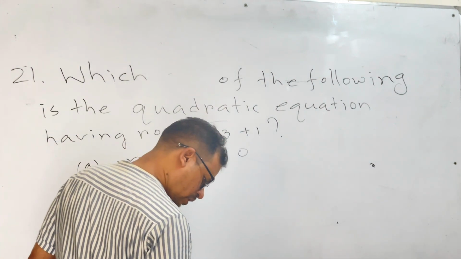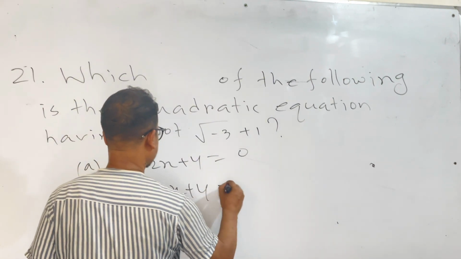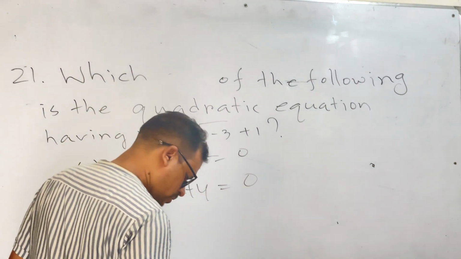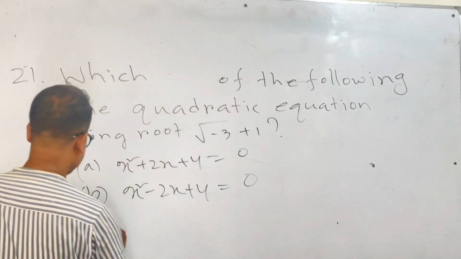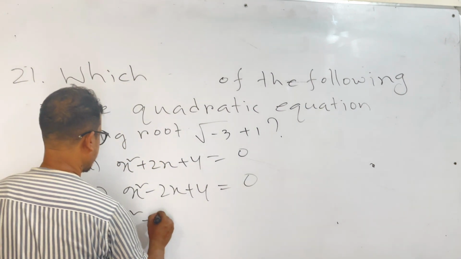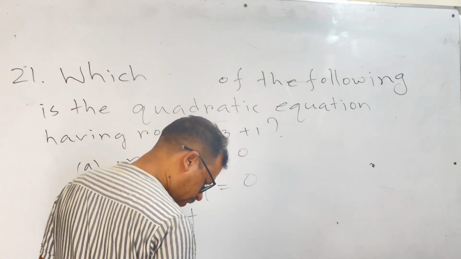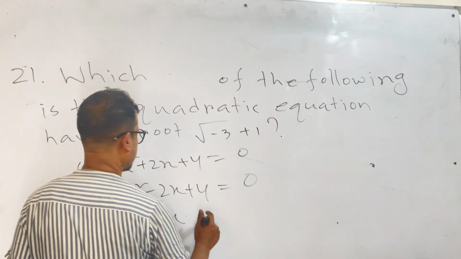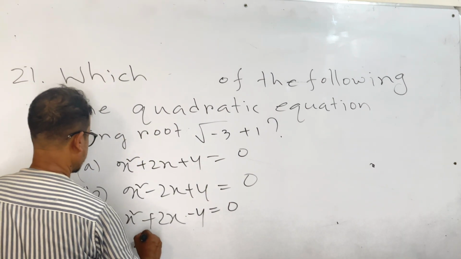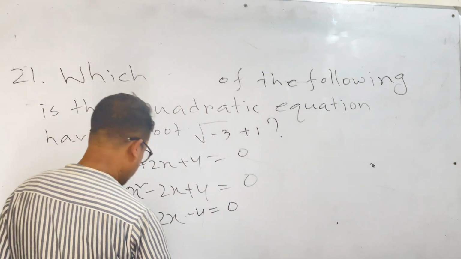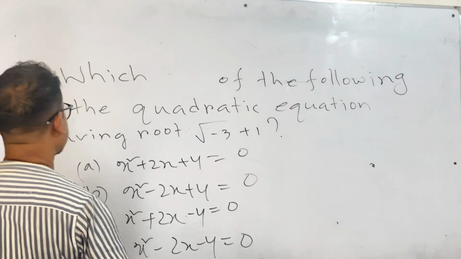B, x square minus 2x plus 4 equal to 0. C, x square plus 2x minus 4 equal to 0. D, x square minus 2x minus 4 equal to 0. Which of the following is the quadratic equation?